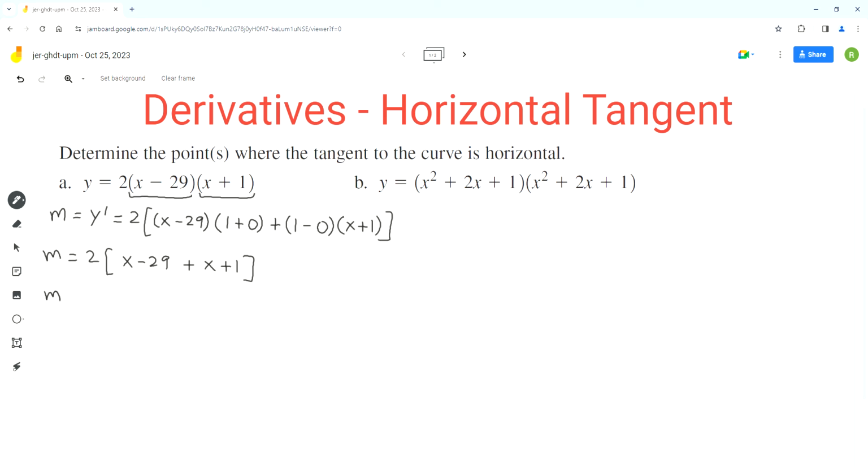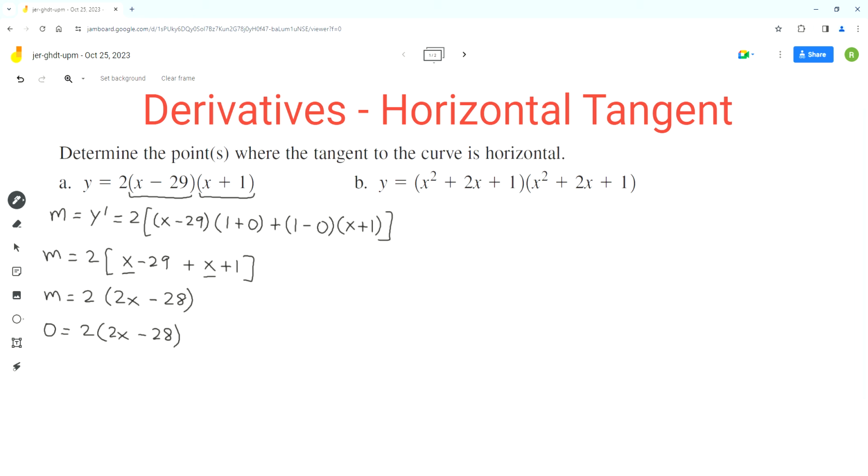Now we can combine like terms in the brackets. Combining x and x gives 2x, and negative 29 plus 1 is negative 28. Since the tangent is horizontal, the slope should be equal to 0, so we'll sub in m as 0. So 0 equals 2 times 2x minus 28. Now we have to solve this equation to find the value of x.